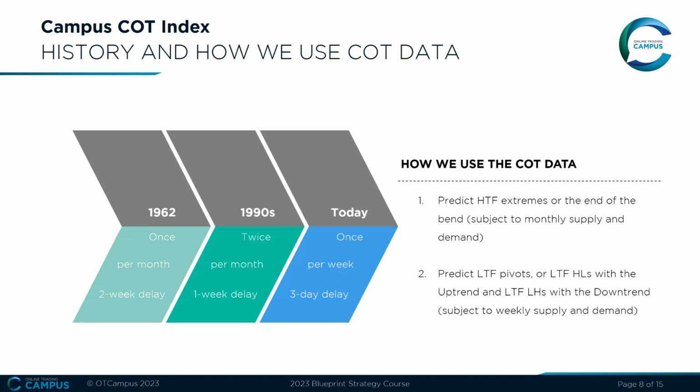I want to show you objective and mechanical ways on how to make use of both of these. We would call number one the higher time frame extremes, or the end of the band. That would be in combination or subject to monthly supply and demand. And then the second would be lower time frame pivots, or in other words, lower time frame higher lows with the uptrend, or lower time frame lower highs with the downtrend. That would be subject to weekly supply and demand.